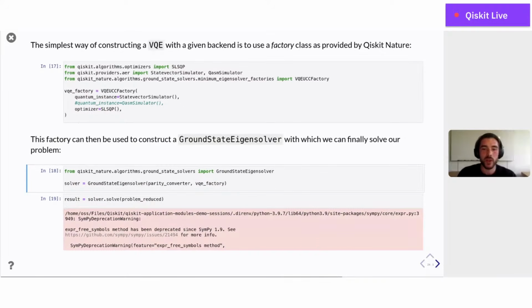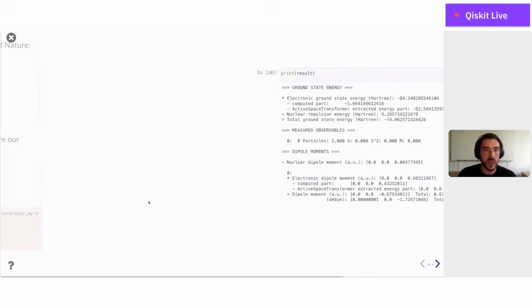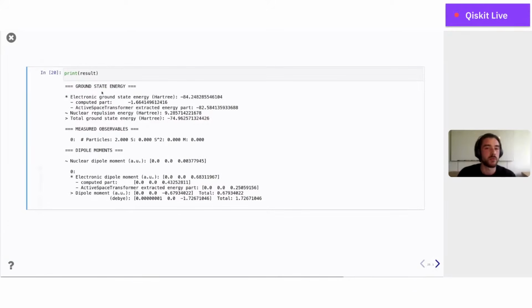Now, this factory we can then pass into the so-called ground state eigensolver. So we can import the ground state eigensolver, we give it the qubit converter. Now I'm using the one with the parity mapping, and we give it the factory. And now we can do what I showed in the very beginning. We can construct the result, which is simply by calling solve on the solver and passing in the problem that we want to solve. And this will produce a result, which we can then print.